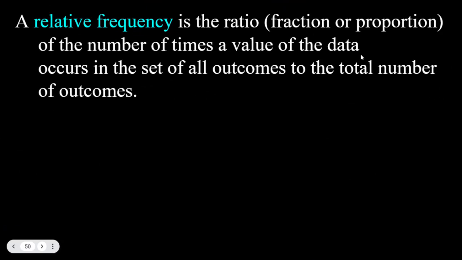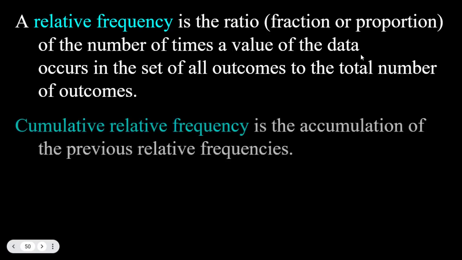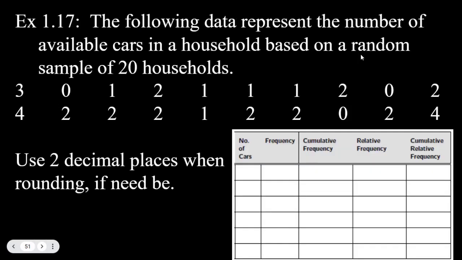We also have a relative frequency. A relative frequency is the ratio, which can be written as a fraction, proportion, or even a percentage, of the number of times a value of the data occurs in the set of all the outcomes compared to the total number of outcomes. So it's going to be a fraction or a ratio of that category compared to all of them. And then finally, we also have a cumulative relative frequency, and this is the accumulation of the previous relative frequencies. So you're going to add all of them up that are less than the one that you're dealing with at the time. So let's do an example of this.